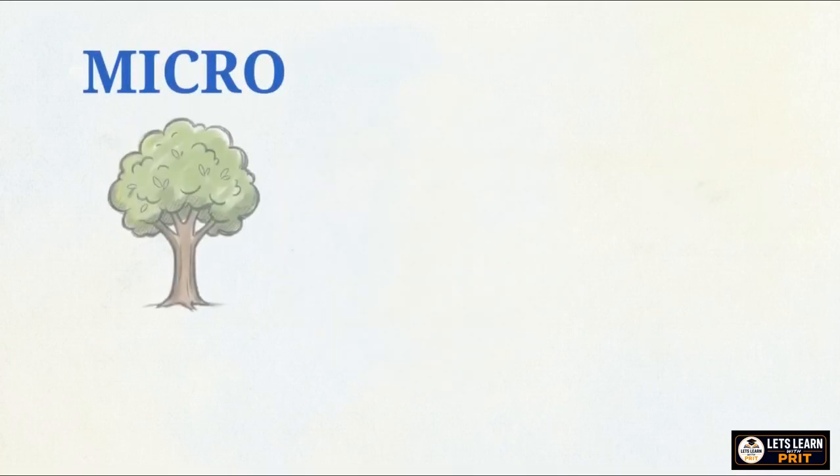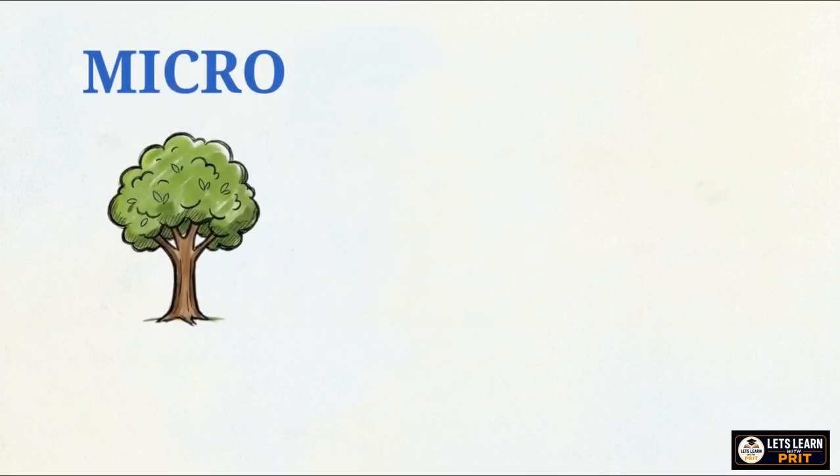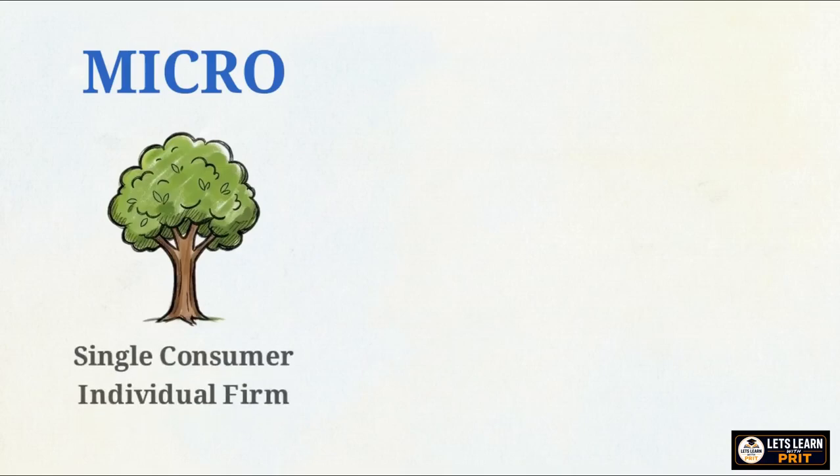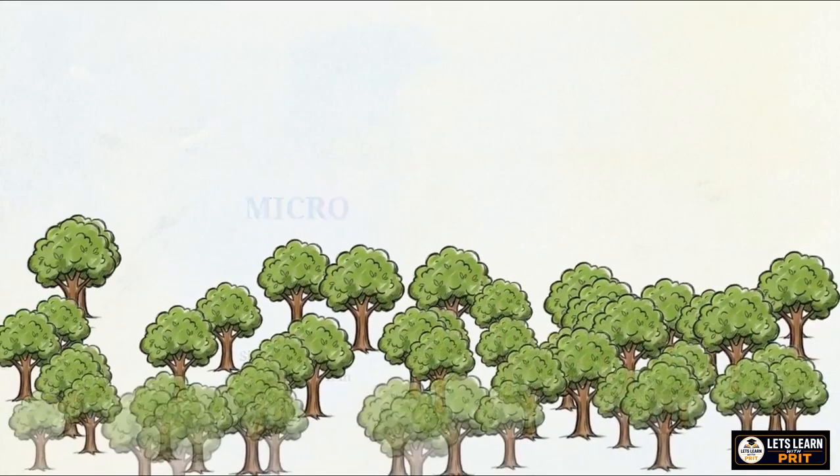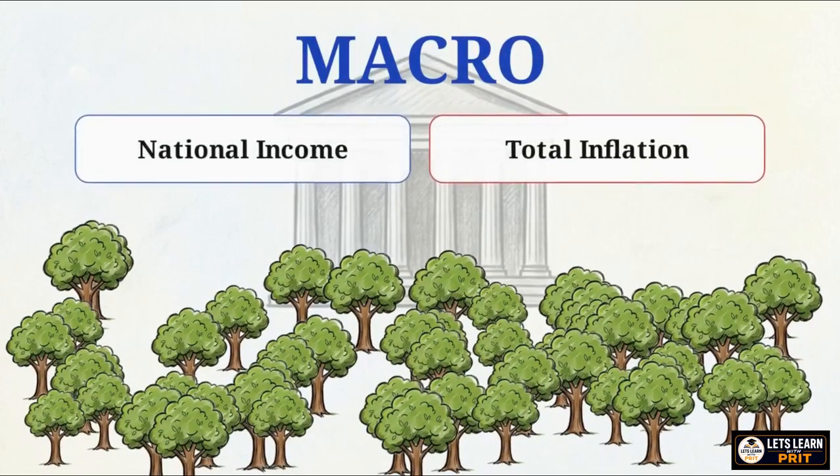Distinguishing between micro and macro is about scale. Micro is the study of a single tree, one consumer or one firm. Macro is the study of the entire forest, focusing on national income and total inflation across the whole economy.